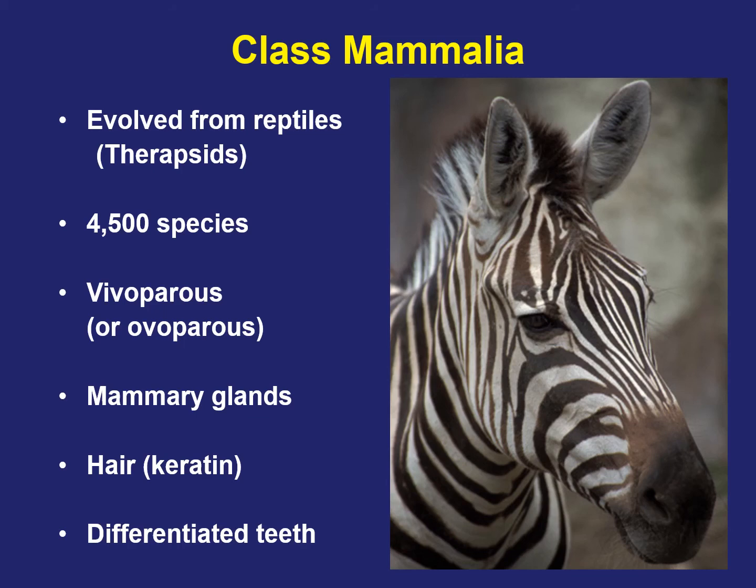Mammals have mammary glands. They produce milk. That is one of their distinguishing features. That and the fact that they have hair. And the hair is made of keratin. In fact, hairs are modified scales. They also have differentiated teeth. And what I mean by that is if we look at our own teeth, we have incisors, we have canines, we have molars, we have specialized teeth that do specialized things. They cut, they grab, or they crush. Whereas if you look at a reptile, the teeth are all kind of cone-shaped. They all look very similar.